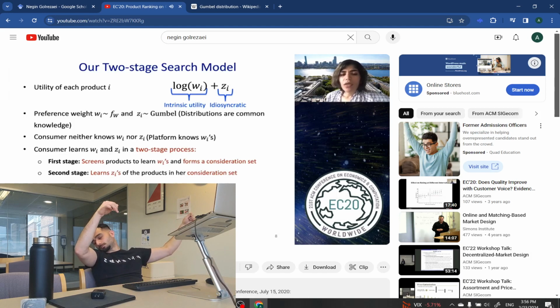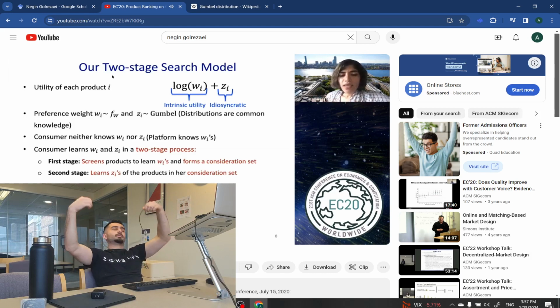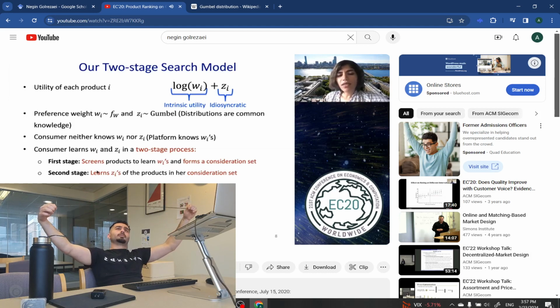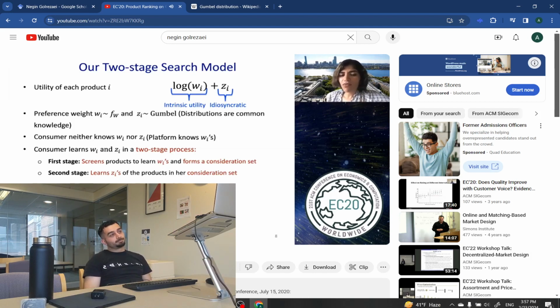In the first stage, the consumer is going to screen the products to learn about their preference weights. After that, the consumer forms a consideration set. This is going to be all the products that at the end of the day the consumer is going to consider purchasing. In the second stage, the consumer learns about the idiosyncratic part of the products within her consideration set. After these two stages, the consumer chooses the product that gives her the highest realized utility. To allow customers to leave the platform without making any purchase, we also have an outside option whose weight is normalized to 1.